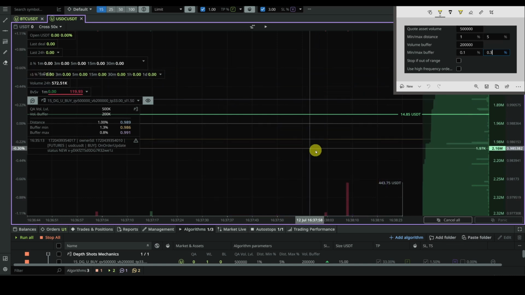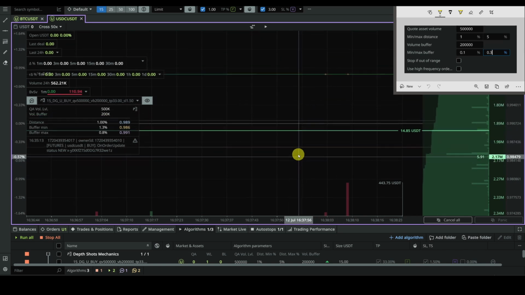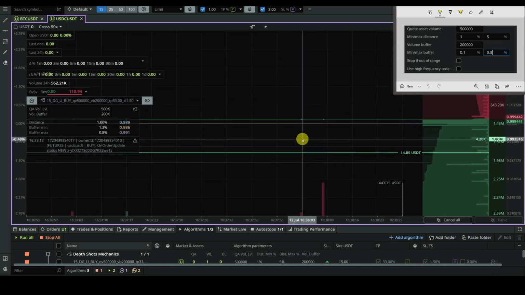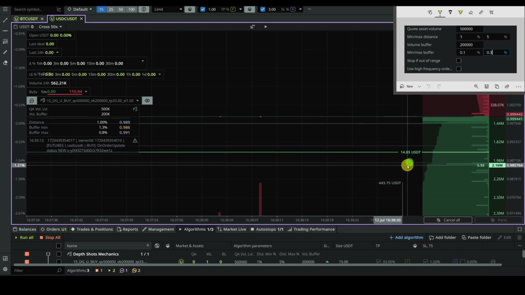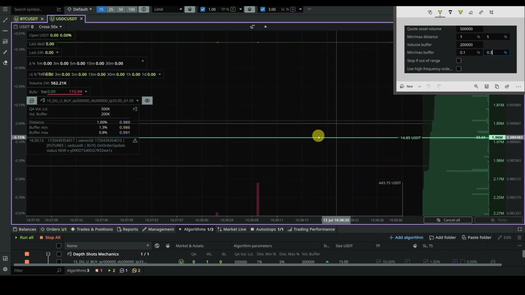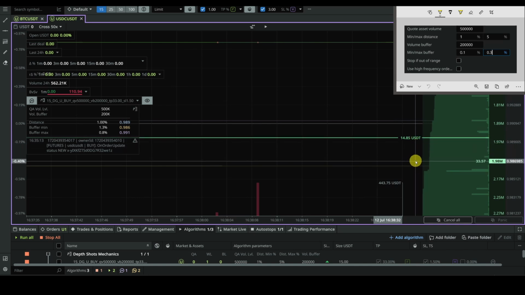Maybe we'll do more examples. Let's see where we go from here. All right, so far this has been very, very static. Absolutely nothing going on. The order stays in the same place. The buffer stays in the same place. Let's make it a little bit more interesting. It's always currently staying at the minimum of 1%. Let's make it a bit more real. So here we've got at 1% a volume of about 2 million. Let's set the quoted asset volume to 2 million and see what changes.